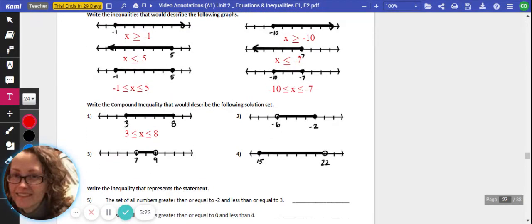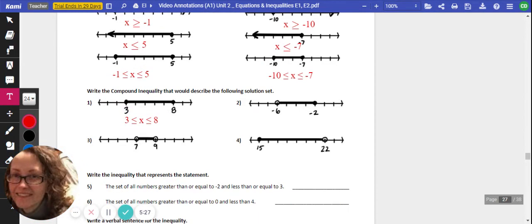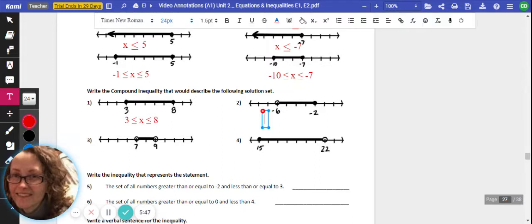So now we want to write these compound inequalities on our own. So the first one, I get that x is between 3 and 8. So x is bigger than or equal to 3 and x is less than or equal to 8 gives me this inequality.